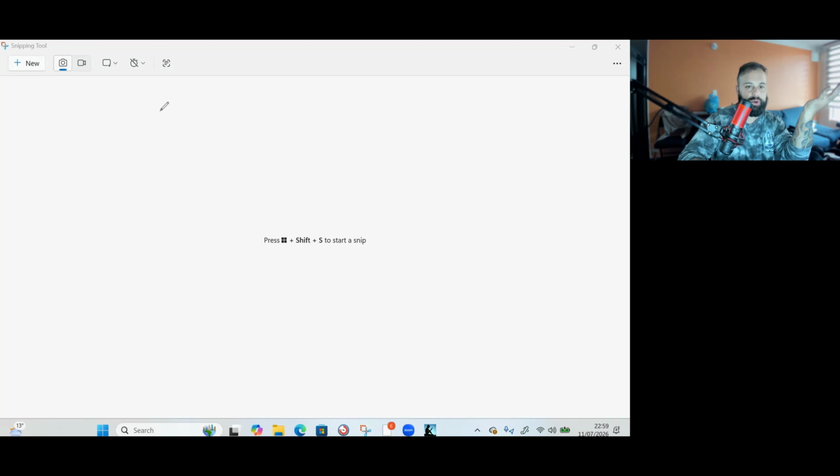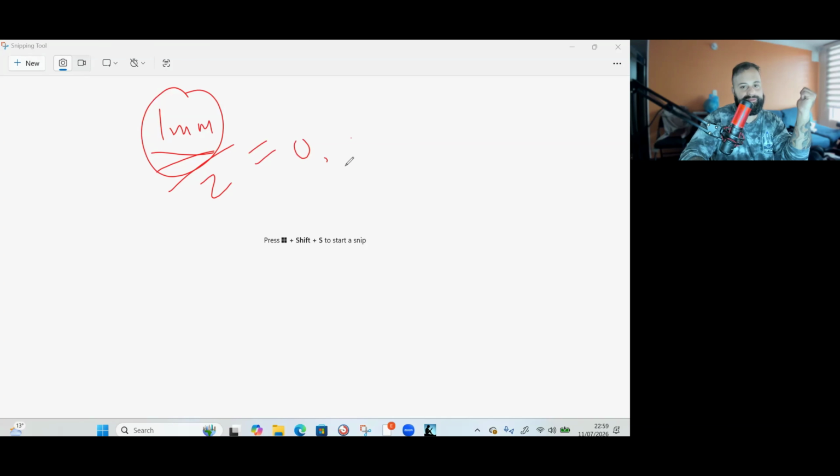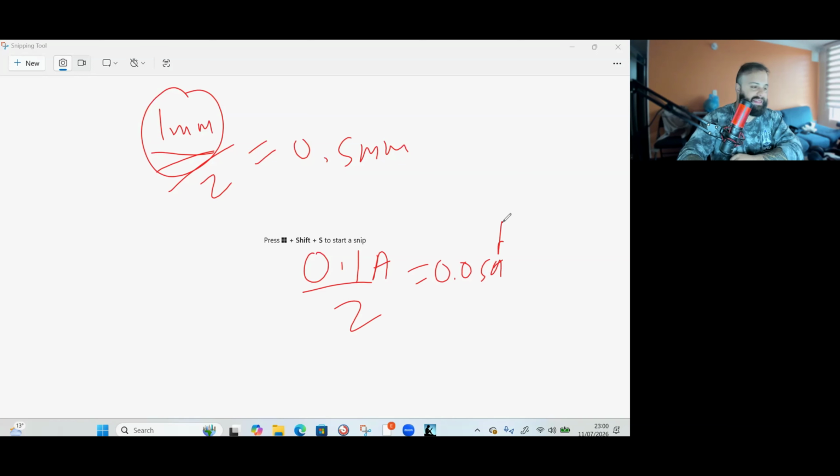So let's say we use a meter rule, and it has a resolution of 1 millimeter. We divide it by 2, we get 0.5 millimeters. Let's look at an ammeter. If it's got a resolution of 0.1 amps, we divide it by 2, and this will be our uncertainty.